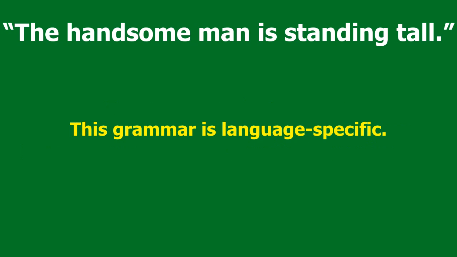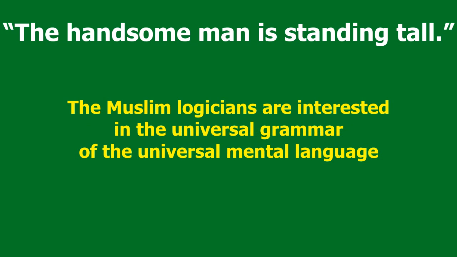But the grammar is language specific. The grammar of the English language is different than the grammar of the Arabic language. But the grammar describes the verbal expressions. The verbal expressions signify mental concepts. The mental concepts can be thought of as a mental language, and that is what logicians are interested in. Logicians are using verbal expressions to get at the mental concepts. They are interested in the universal grammar of the universal mental language.